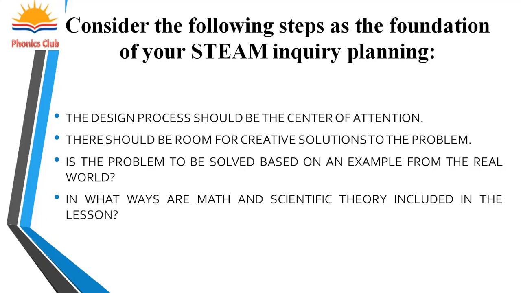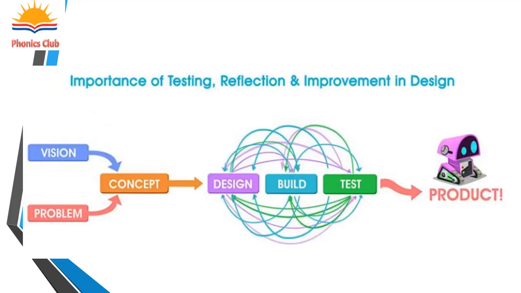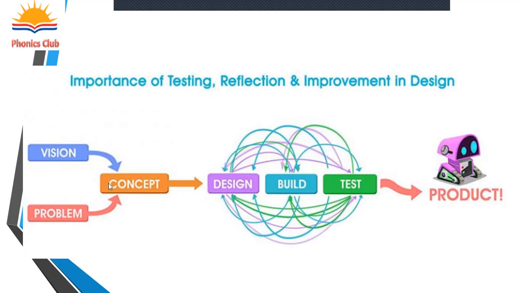Is the problem to be solved based on an example from the real world? You should check that. In what way are math and scientific theory included in the lesson? You should plan these things. Now, the importance of testing, reflection, and iteration in the design. First the vision will be there, and the problem will be there. The concept, as I told you, which you are going to give your students should be clear as crystal. Until even one child is not clear, you should not go on to the next step of designing.